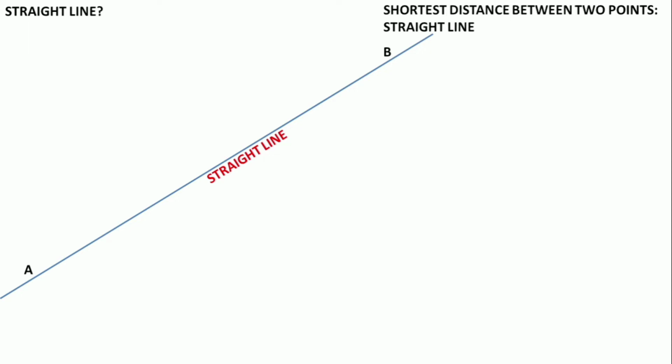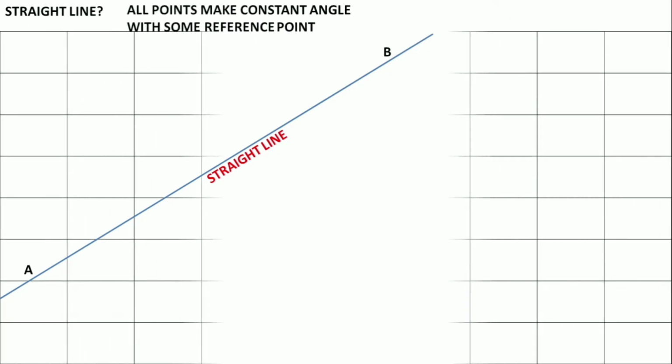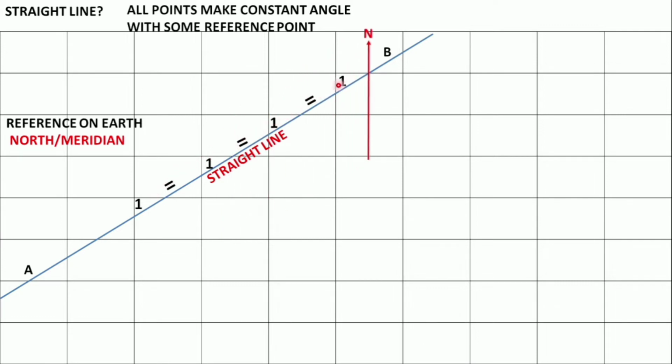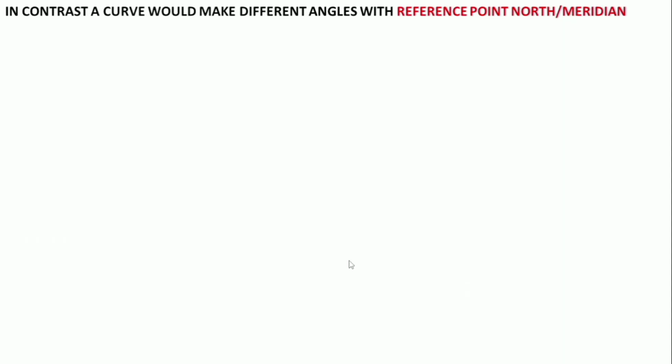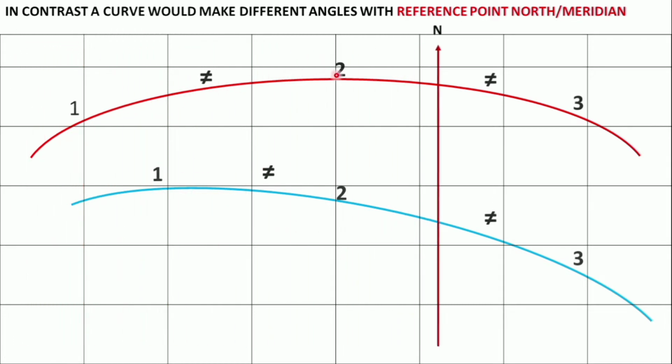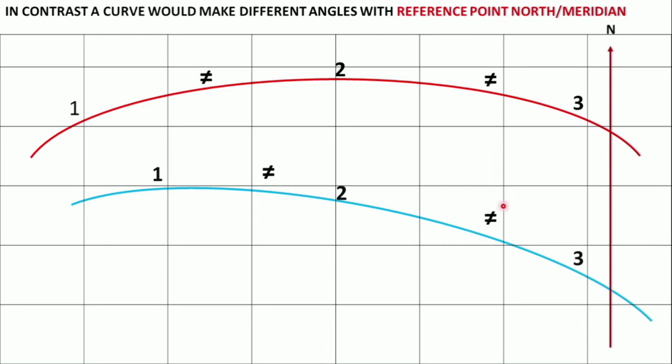Now we know that the shortest distance between 2 points is a straight line. And what exactly is a straight line? A straight line is a line which will make a constant angle with some reference point. And on Earth, we take north as a reference point. And as you can see here, this line is making equal angles with north throughout. In contrast, a curve would make different angles with north, which you can notice here. All angles with north are different.